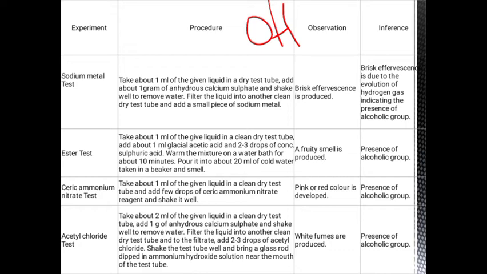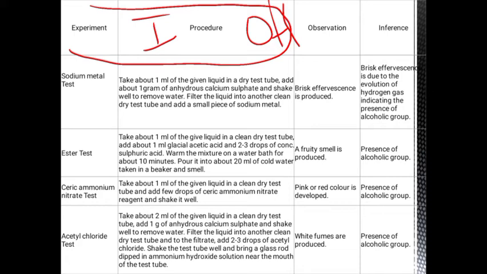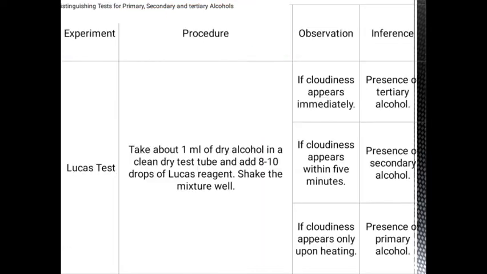While writing your record, first you have to write the experiment and procedure together in one column. That is the sodium metal test, its name and procedure in one column, then observation and inference. 3 columns will be there while writing the record. These two together in one column, that is, you can write it as procedure or experiment. Then these 2 columns are different. In this manner you have to write in your record.